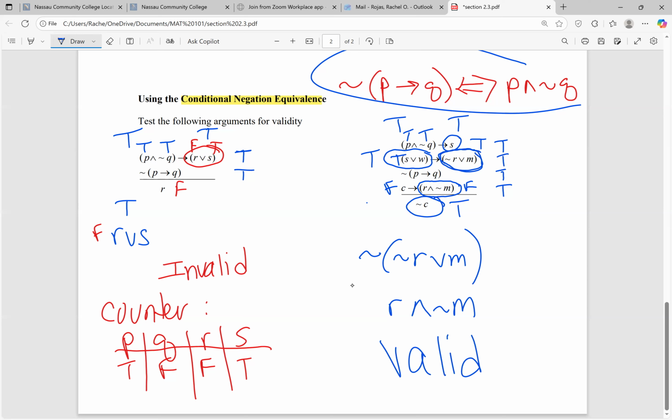So the more practice you do with these, the more obvious it'll become as to when to apply these equivalences. But I feel like in this section, we did a variety. We did a bunch of different examples. So now you'll be able to attempt the 2.3 homework and try some of these on your own.